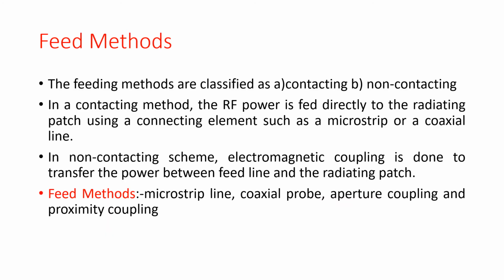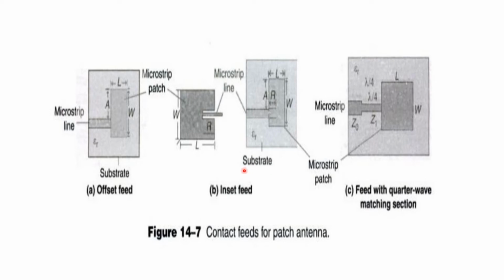Now the next topic is the feed methods. So you have different types of feed methods, that is, how do you feed the microstrip patch antenna? These can be classified in a variety of ways, that is either contacting or non-contacting. In the contacting method, the RF power will be fed directly to the radiating patch using a connecting element such as a microstrip line or a coaxial line. And in the case of the non-contacting scheme, electromagnetic coupling is done to transfer the power between the feed line and the radiating patch.